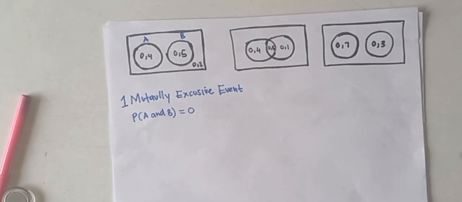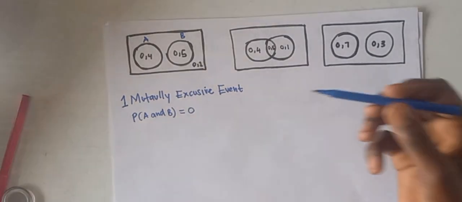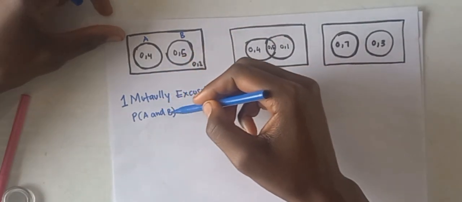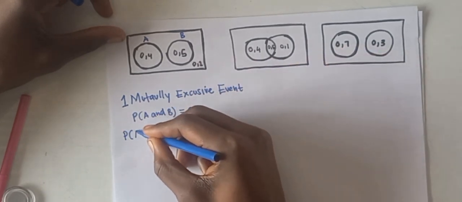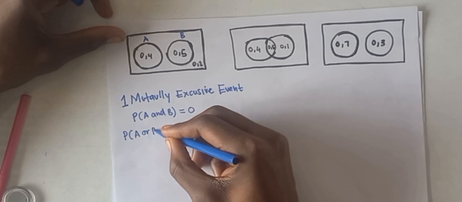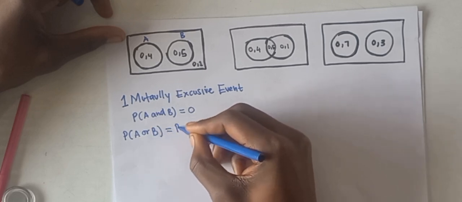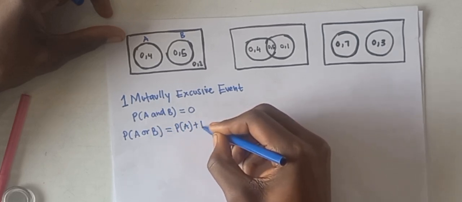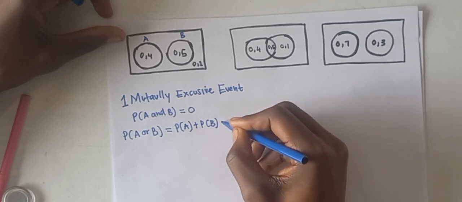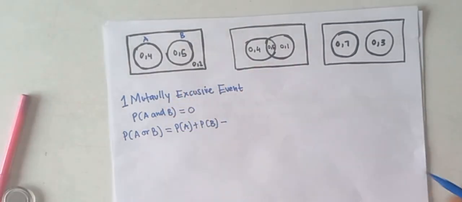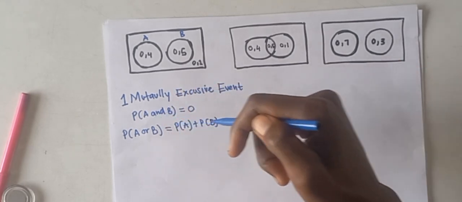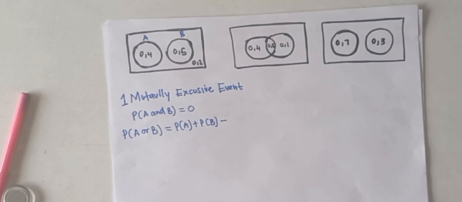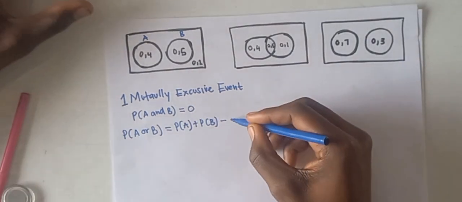This has an effect on our formula. If the probability of A and B is equal to 0, then in our formula, where I hope we've made a video about it, the probability of A or B is equal to the probability of A plus the probability of B, minus the probability of A and B. When two events are mutually exclusive, the probability of A and B is equal to 0, so this last term is going to be equal to 0.